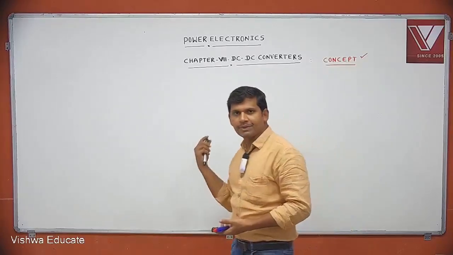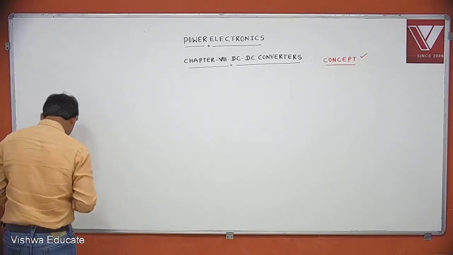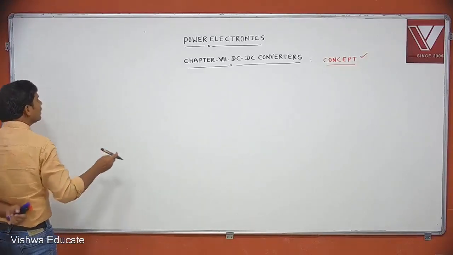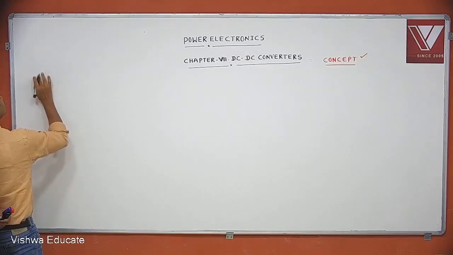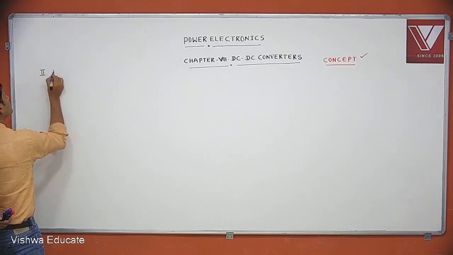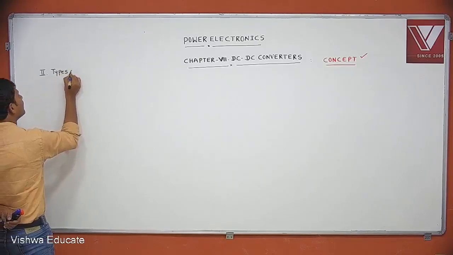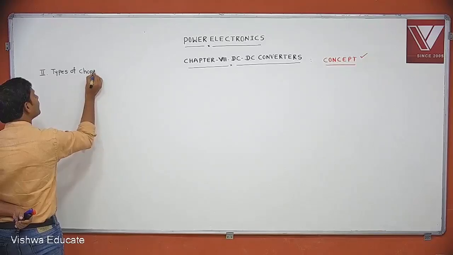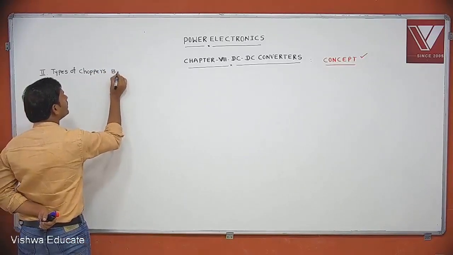The next concept with respect to DC to DC converters is types of choppers based on quadrant operation. All of you write down: types of choppers based on quadrant operation.